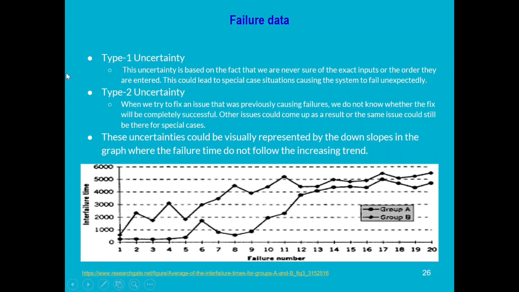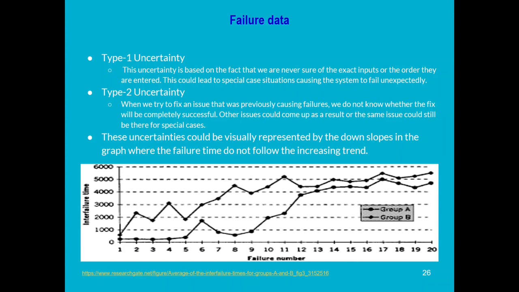We also have two types of uncertainties. Type 1 uncertainty is based on the fact that we never are sure the exact inputs or the order they are entered, and this can lead to some special case situations causing the system to fail unexpectedly. Type 2 uncertainty is when we try to fix an issue that was previously causing failures. We do not know whether the fix will be completely successful, and other issues could come up as a result, or the same issue could still be there for special cases.